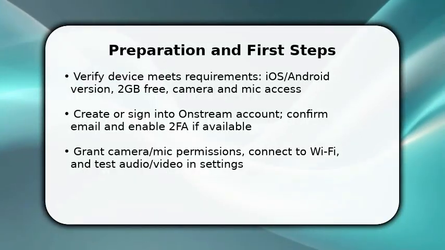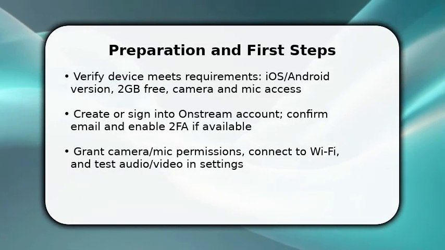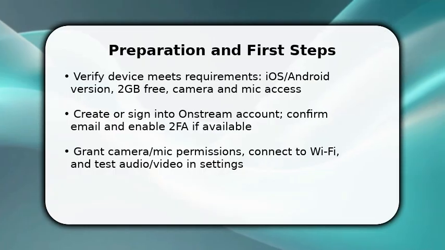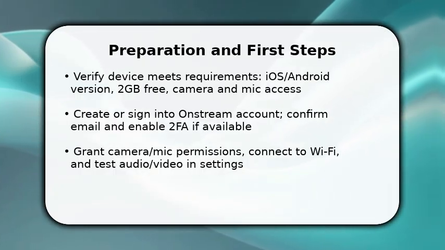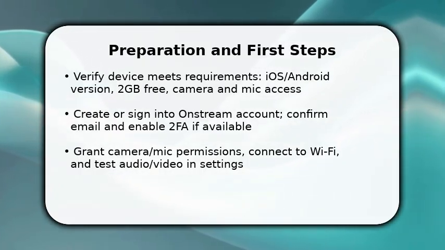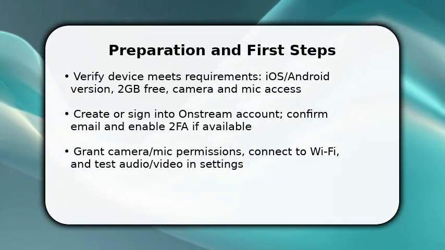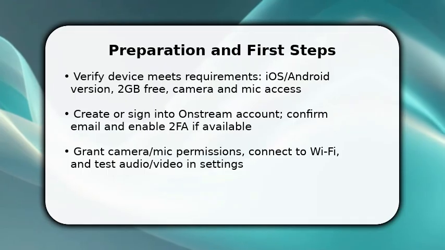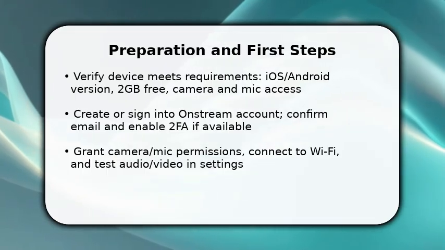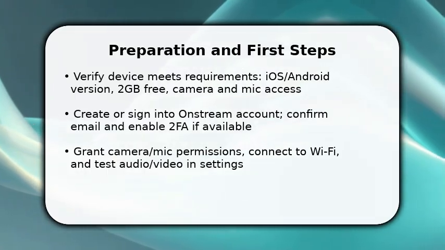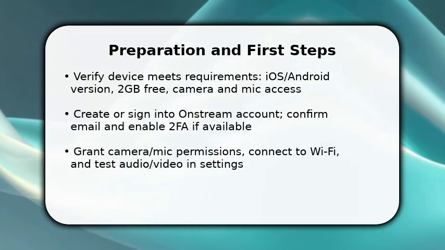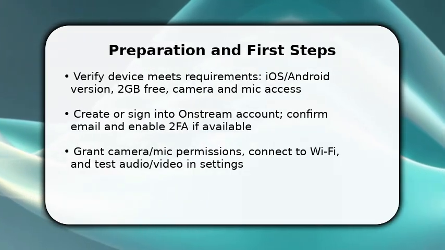You need the essentials before you begin: a compatible phone or laptop, active account, and permissions. Start by signing into Onstream, confirm your email, and enable two-factor authentication if offered. Once signed in, go to Settings and allow camera and microphone access. Make sure Wi-Fi is stable to avoid upload issues. Then run the built-in audio/video test so you know levels are correct.